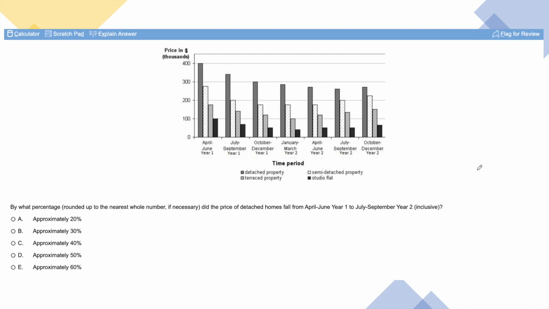By what percentage, rounded up to the nearest whole number if necessary, did the price of detached homes fall from April to June year 1 to July to September year 2 inclusive?